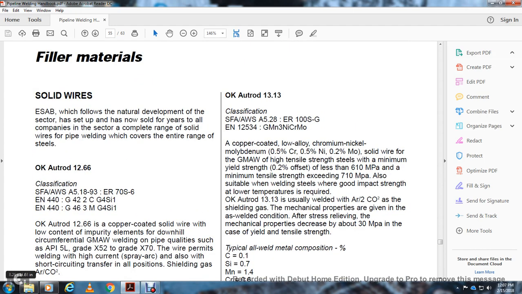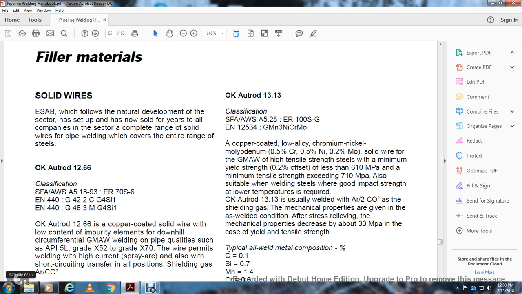The OK Autrod 13.13, classification SFA AWS A5.28 ER100S-G, EN 12534 G MnNiCrMo, is a copper-coated low-alloy chromium-moly solid wire for gas metal arc welding with high tensile strength: minimum yield strength with a 0.2% offset of 610 megapascals and minimum tensile strength of 710 megapascals. It is suitable for welding steel with good impact strength at lower temperatures as required.